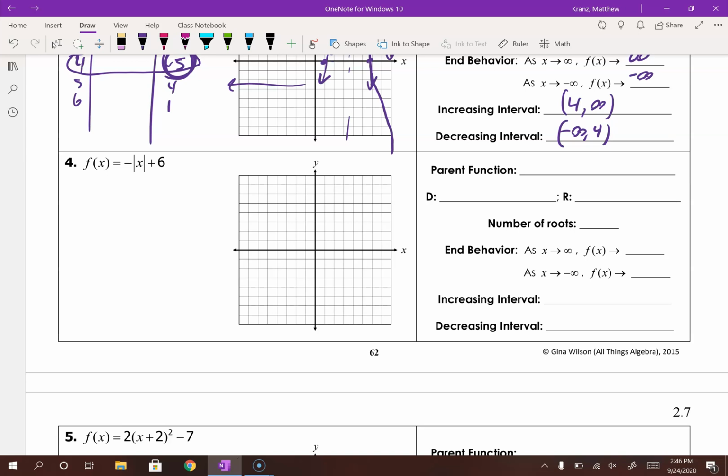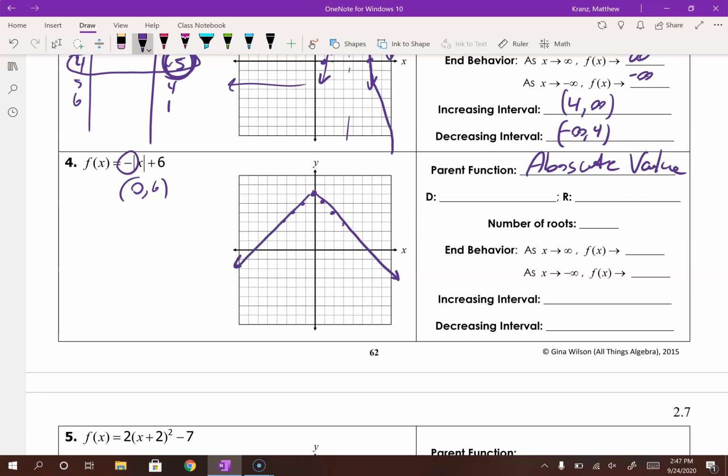Okay, so number 4, we have an absolute value function. And we can tell that there is nothing here, so we have a 0 for the x and 6 for the y. Our vertex is 0, 6. And our slope is negative 1, so we have a negative right there, so down 1 over 1. You can see the way that this is going to go. This is going to go this way. That's going to go that way.